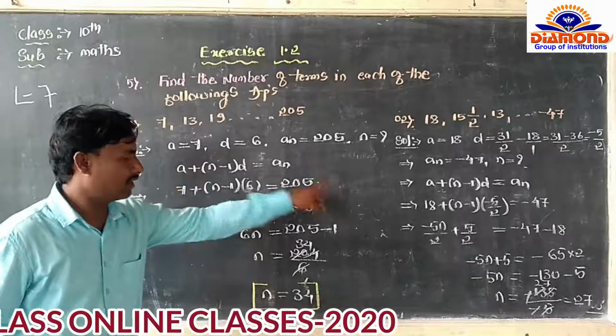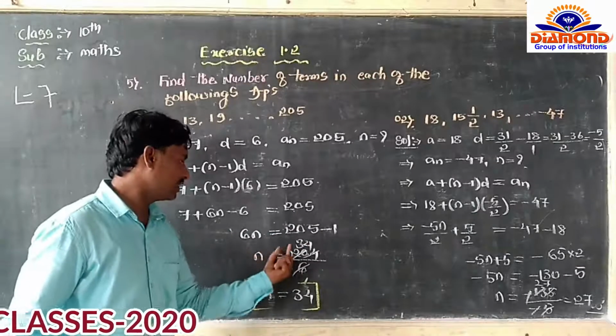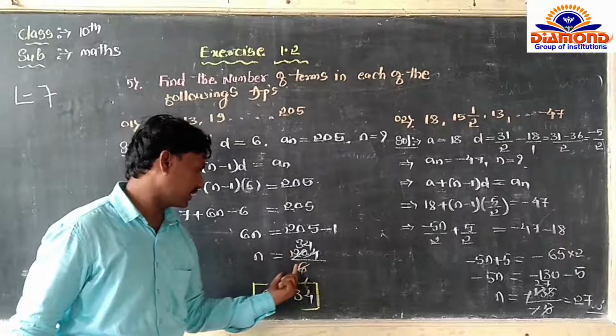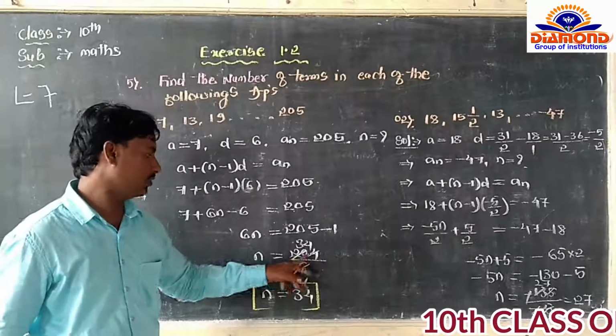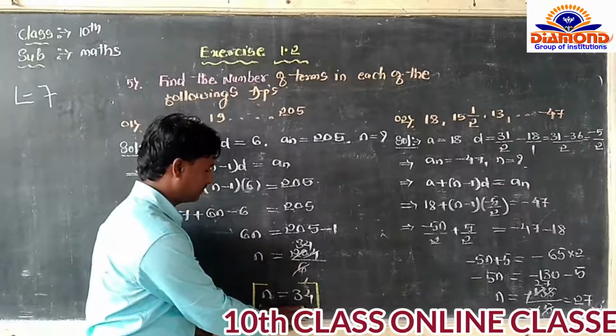That 1, when we transfer to that side, becomes minus 1, dear students. So n is equal to 205 minus 1, is equal to 204 divided by 6. 6 sixes are 36, 6 threes are 18, remainder 2, 24, 6 fours are 24. Means the number of terms is equal to 34, dear students.